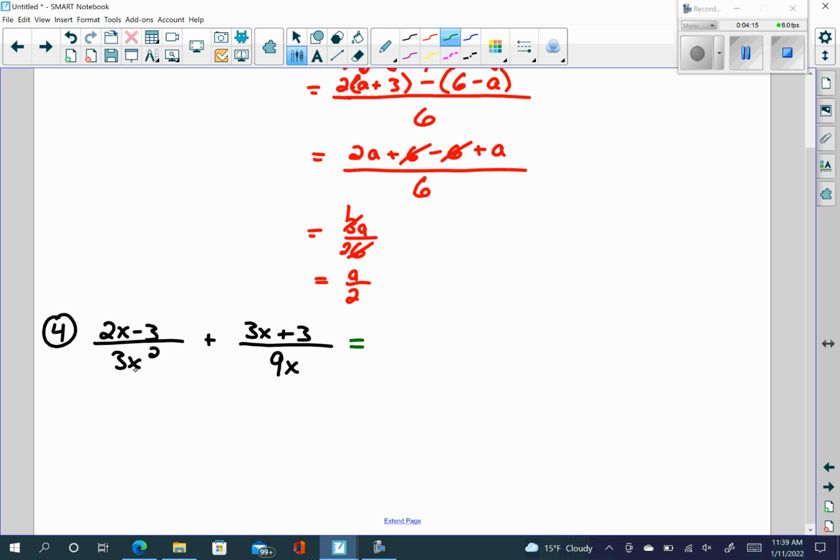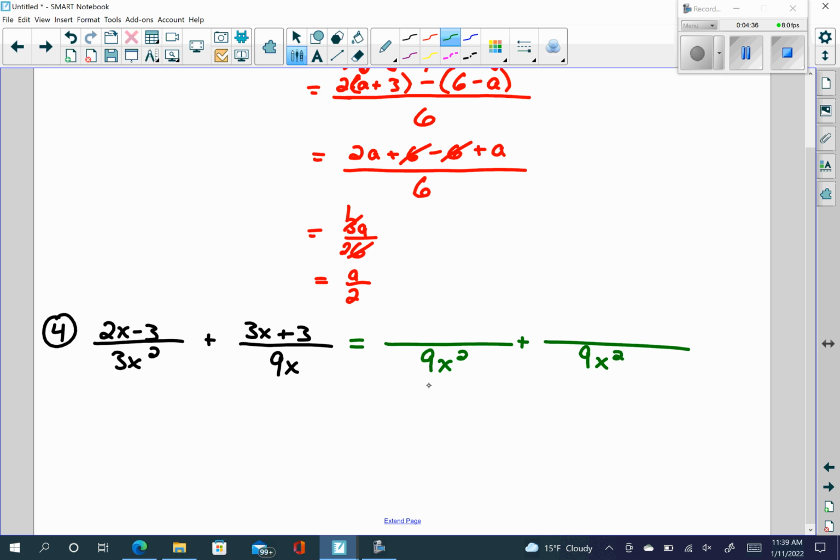Right, 4 is very similar. We still have monomial denominators. Now I'm going to take a look separately at the 3 and the 9. 3 can go into 9, so I need a 9 for each denominator. And as we were kind of doing this before, x goes into x squared, so I would need an x squared with each one. So 9x squared is my LCD.